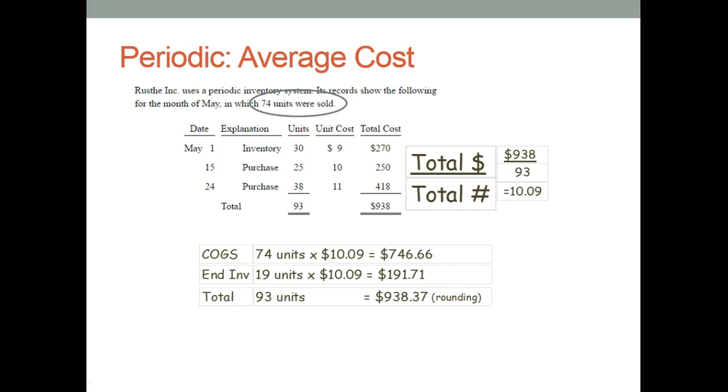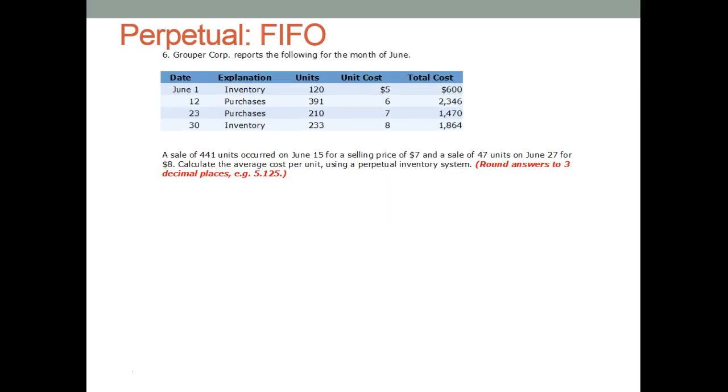So when you're doing average cost, be aware that there will be a little bit of rounding error. All right, so average cost, total dollars divided by total units, and then just multiply that by units sold or units in ending inventory. So those are the four methods that you can use for periodic: specific identification, FIFO, LIFO, and average cost.